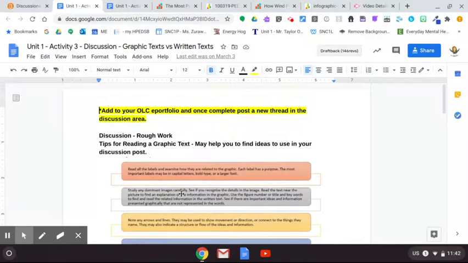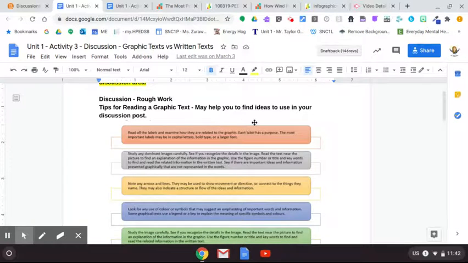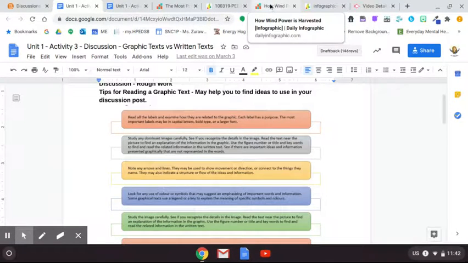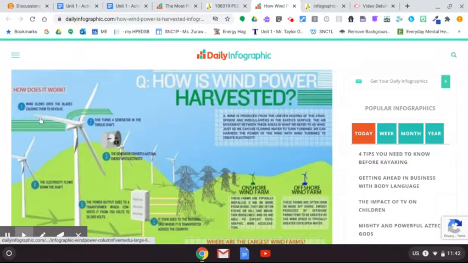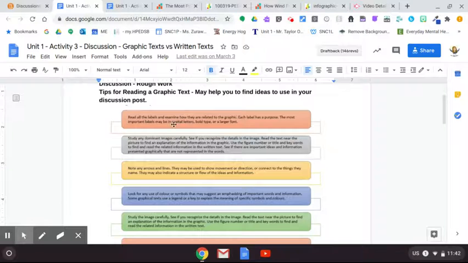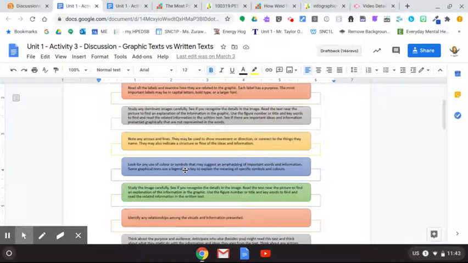So let's look here. In this rough work, there's some tips which I think could help you with regards to answering this question. So what does a graphic text have? A lot of times graphic text will have labels that'll make things jump out to you. Each of the labels will have a purpose. If you think back to how wind power is harvested, there's different labels around here that are drawing your attention to certain areas. So maybe those labels are something that you think are nice about a graphic text versus a written text.